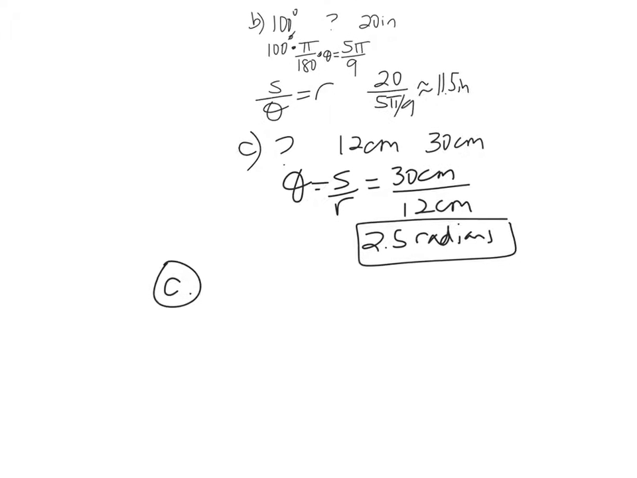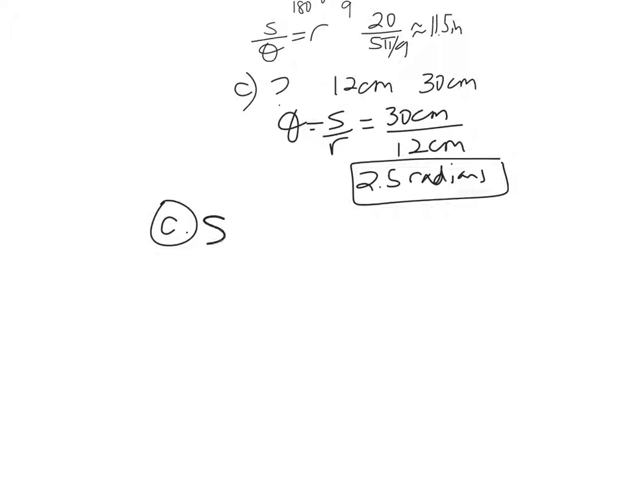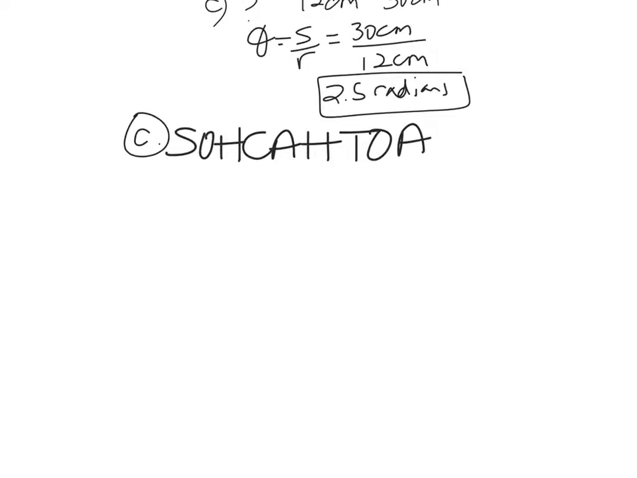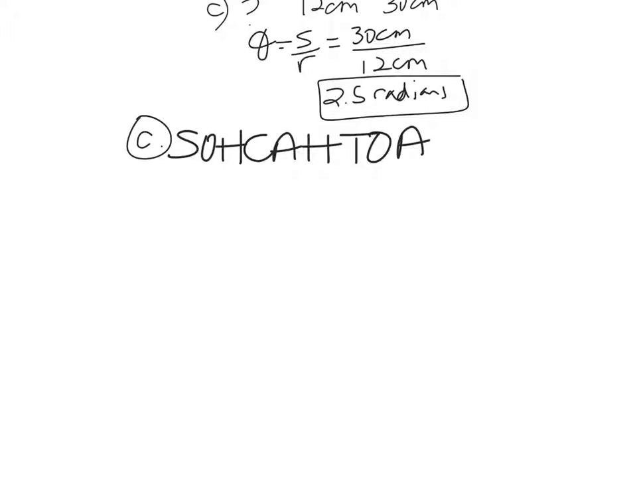All right, the next one is something that you might be pretty comfortable with. And that's our good friend, Sohcahtoa. I always refer back to that too. Sohcahtoa is really for right triangles.